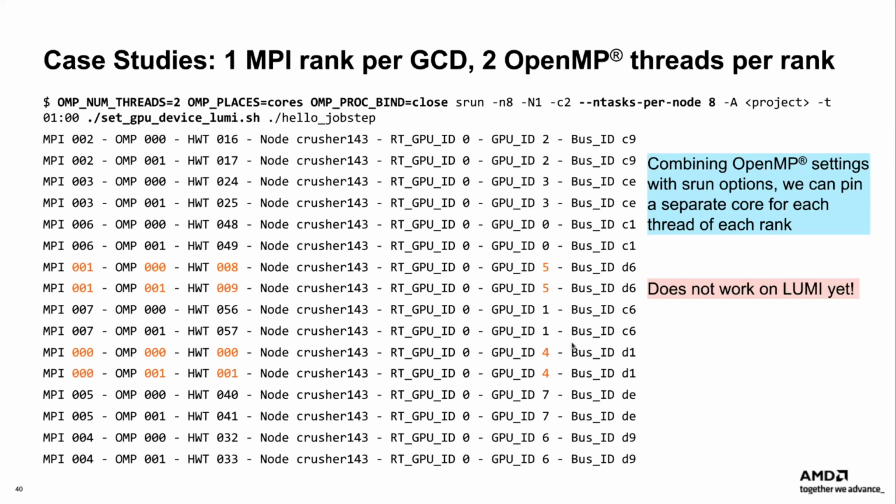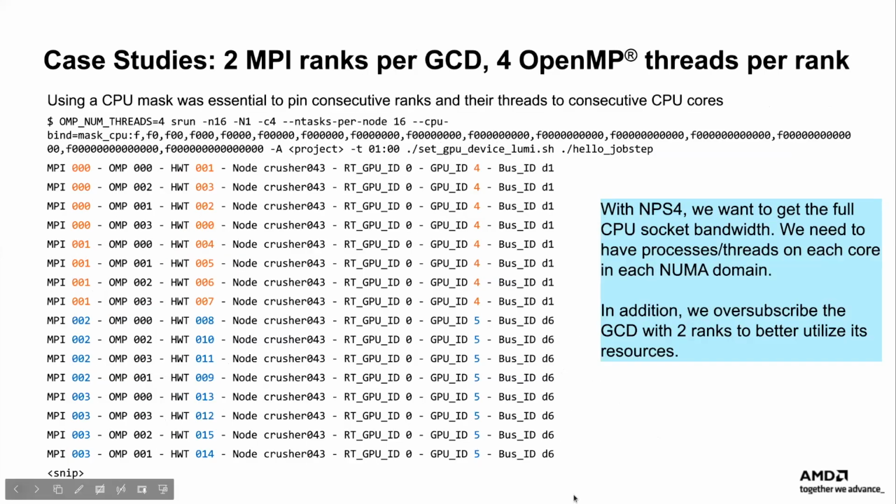Things are getting set up. It's not there yet, so I ran this on Crusher just to show you how it would work. On LUMI, I had to use a CPU mask. There is a Slurm binding option that you can provide for each process and its threads, specifying what cores you want them to run on.